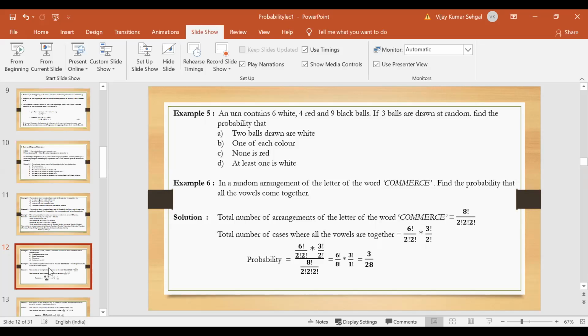None is red. None is red means all three balls are not red. They can be either white balls or black balls. Okay? So that means these three balls should be drawn from white plus black. White plus black are 15 balls, so it should be drawn from 15 balls. So 15C3 is the favorable number of cases divided by 19C3. So this is the probability of none is red.